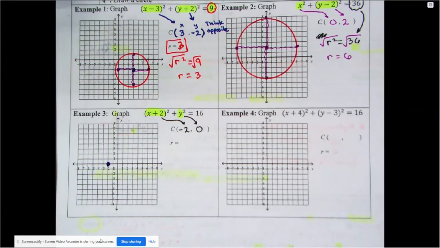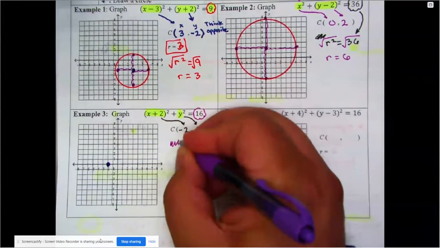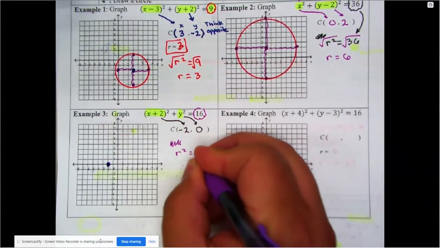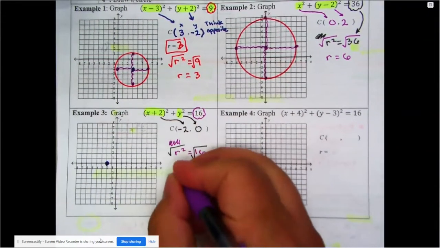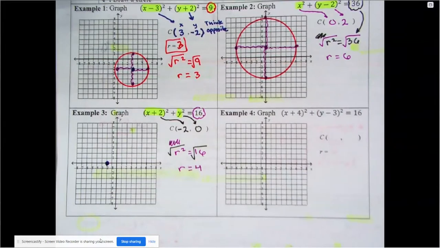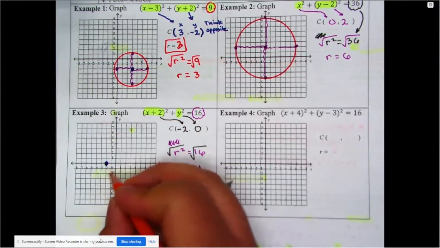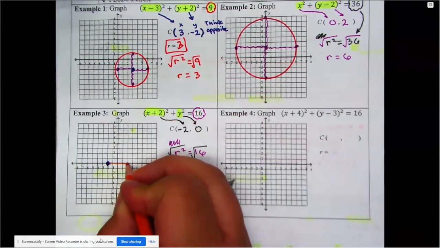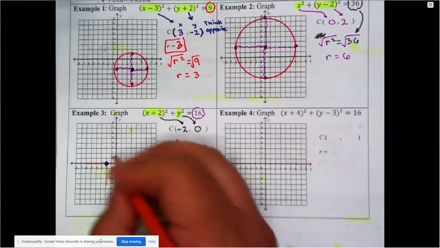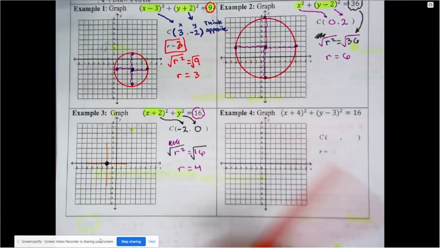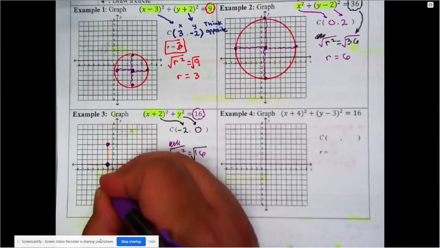Well, we've talked about radius. We said it has to do with the 16. It's not the 16. So I'm going to say radius squared is equal to 16. We take a square root of both sides. And here comes my radius of 4. And just like last time, all I'm going to do is count 4 spaces in each direction. 1, 2, 3, 4. And just like that, here come the other points for my circle here.